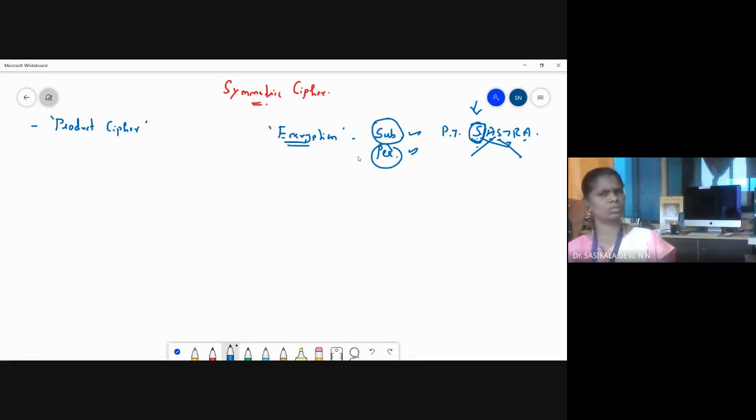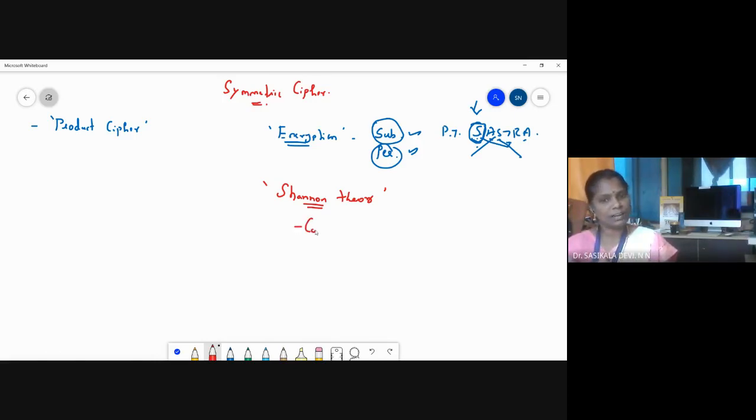Now you can ask one question: why this substitution and permutation? Cryptography is based on strong mathematics. Symmetric cryptography is based on a strong mathematics called Shannon theory, invented by Shannon in the 20th century. In Shannon theory, it provides two basic definitions.